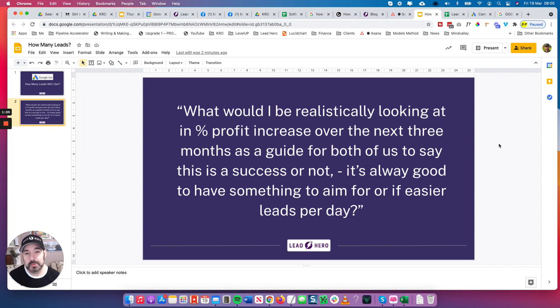Now, there's a few reasons why this is a difficult, if not impossible, question to answer. Because percentage profit increase depends entirely on the business's capability to close leads. Leads are always out there. There's always people going to be out there looking for your services. But it depends on your location, your ad budget, how much you're willing to spend, on your offer, on your speed to lead, on your follow-up, on your sales process. There's so many different factors to get it right.